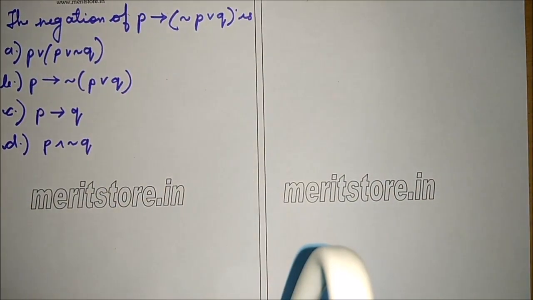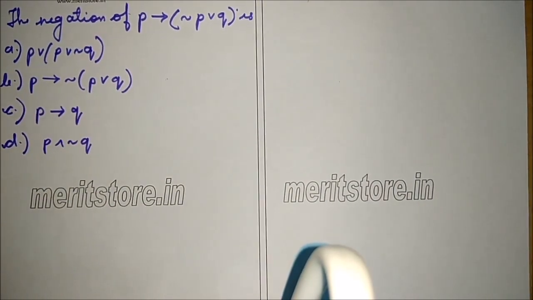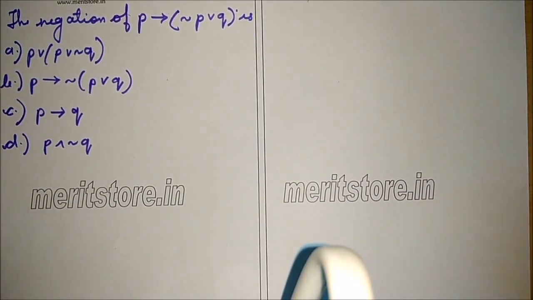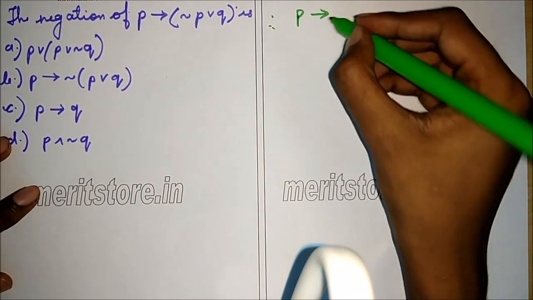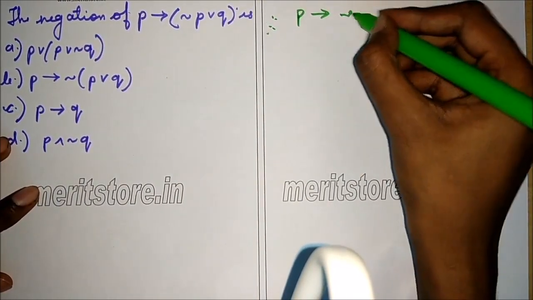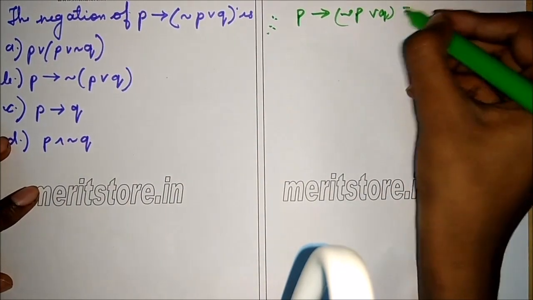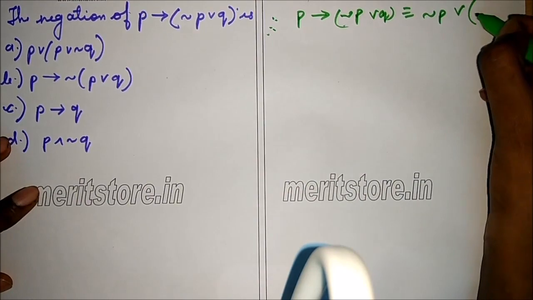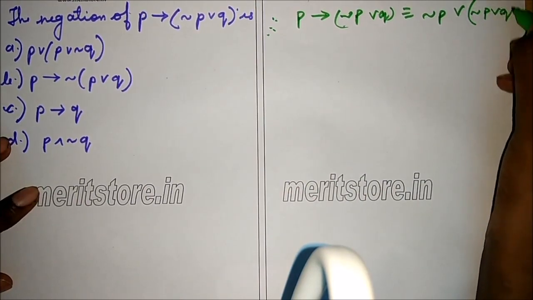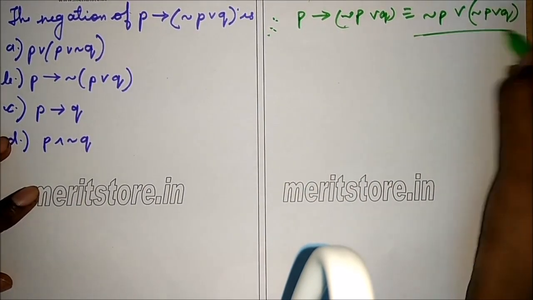The given statement is P implies negation of P or Q. We have to find the negation of this statement. First, we'll simplify the given statement. P implies negation P or Q. This is equivalent to negation of P or negation of P or Q, that is negation of P or Q. So this is the simplified form.